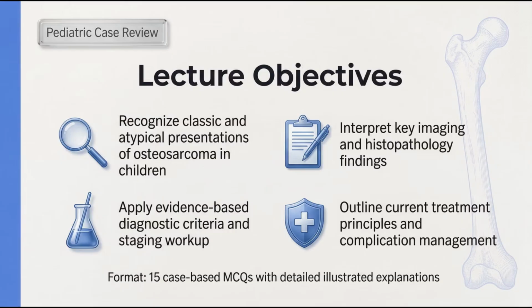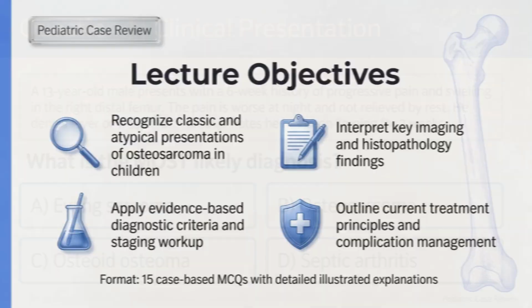Let us begin. Before we dive into the cases, let us quickly review what this lecture will cover. Our four main learning objectives are: first, to recognize classic and atypical presentations of osteosarcoma in children. Second, to interpret key imaging and histopathology findings. Third, to apply evidence-based diagnostic criteria and staging workup. And fourth, to outline current treatment principles and complication management. The format is 15 case-based multiple-choice questions with detailed illustrated explanations. Let us get started. Question 1.